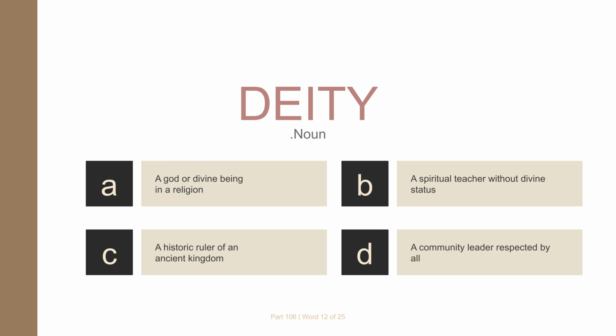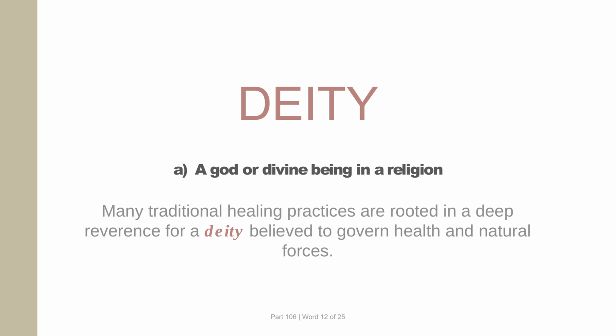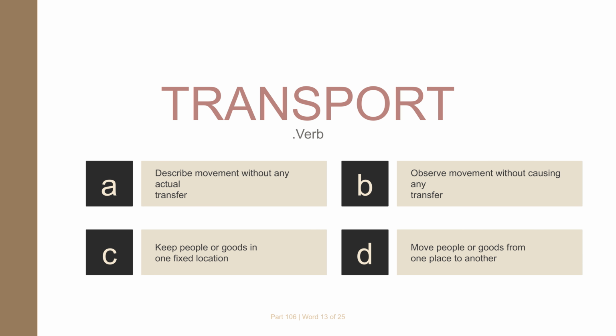Option C, a historic ruler of an ancient kingdom. Option D, a community leader respected by all. Correct answer, Option A. The correct meaning of deity is a god or divine being in a religion. Example: many traditional healing practices are rooted in a deep reverence for a deity believed to govern health and natural forces. Question 13. What is the meaning of transport?